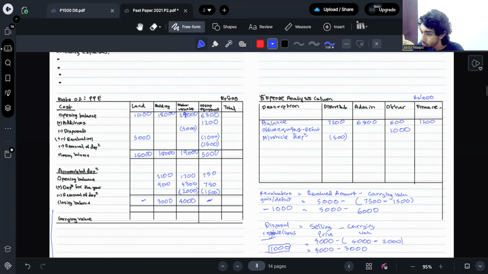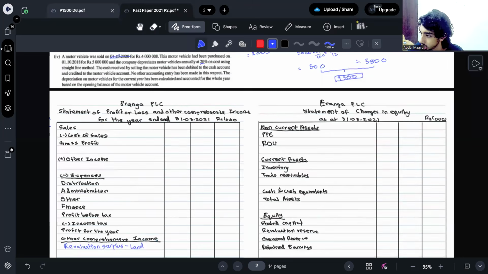Then the carrying value of land is going to be 15,000. Building is going to be 15,000. Motor vehicle, that's also going to be 15,000. And office equipment is going to be 5,000. And the total carrying value of PPE is going to be 50,000. Okay. Now you can record this in the SOFP, PPE, say note number 2, 50,000. Done.